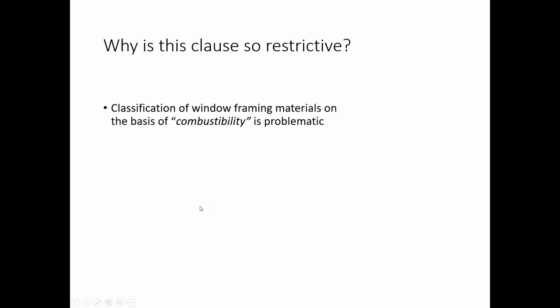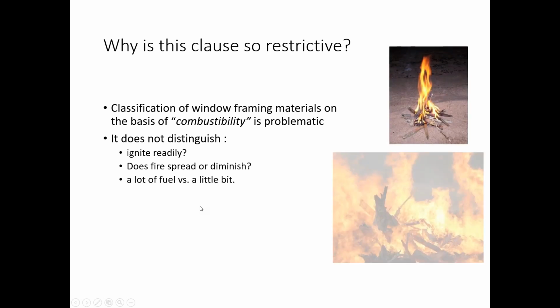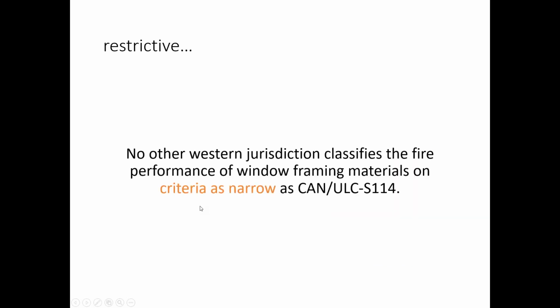Why is that clause itself so restricting? Well, classifying a window frame on whether it's just combustible is a problem because just saying whether it is or is not doesn't distinguish. Does it ignite readily? Does it promote the spread of fire or actually diminish it if you take away the source? Is it a lot of fuel or just a little bit? And it's restrictive because there's no other Western jurisdiction anywhere that classifies the fire performance of a window material on a criteria so narrow as Canada's code-referenced S114 test, which is a bench scale test that basically says, is something combustible or not in terms of how the building code treats it.